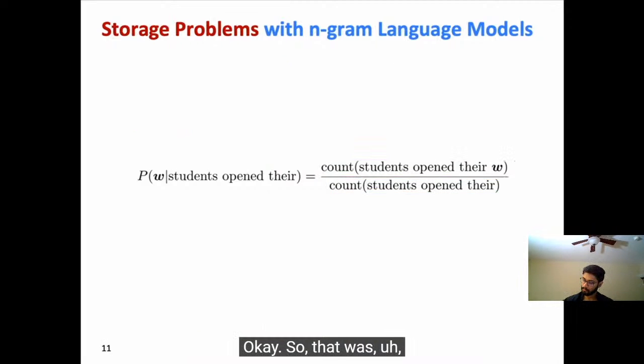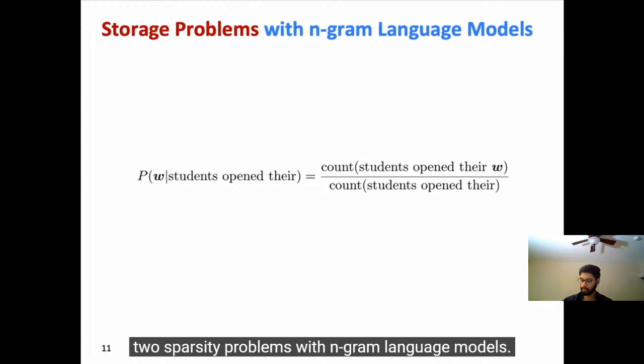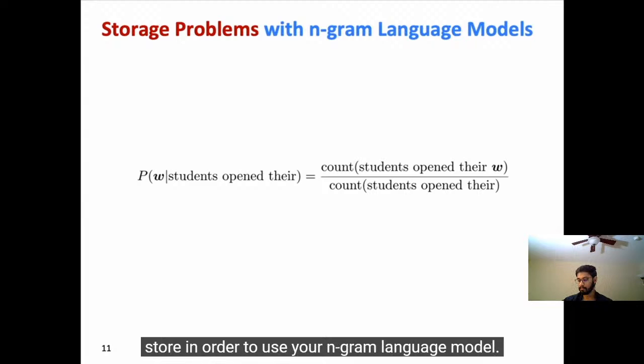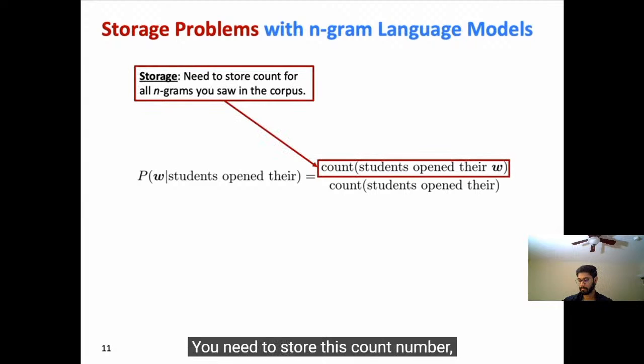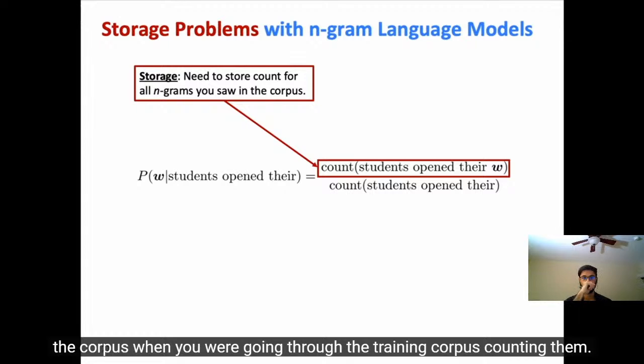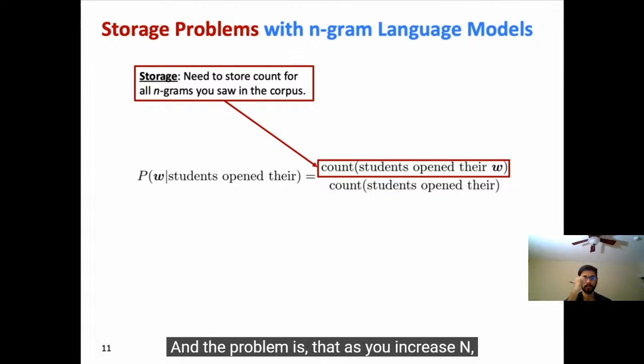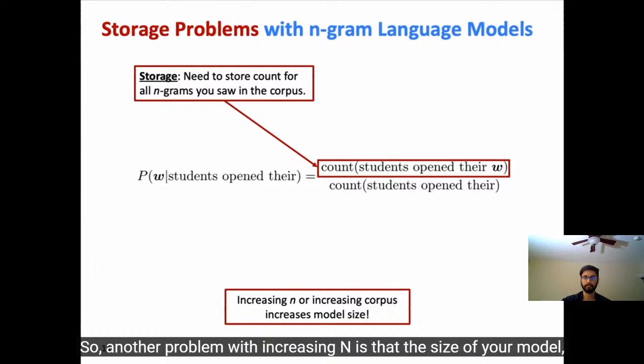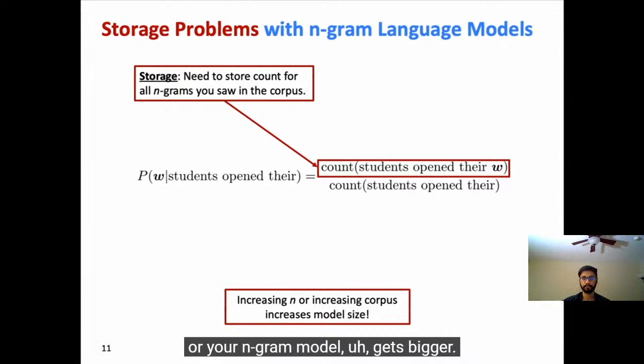Okay, so that was two sparsity problems with n-gram language models. Here's a problem with storage. If we look at this equation, you have to think about what you need to store in order to use your n-gram language model. You need to store this count number for all of the n-grams that you observed in the corpus when you were going through the training corpus, counting them. The problem is that as you increase n, the number of n-grams that you have to store and count increases. So another problem with increasing n is that the size of your n-gram model gets bigger.